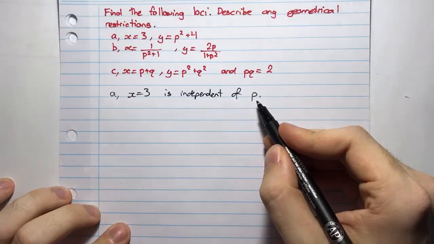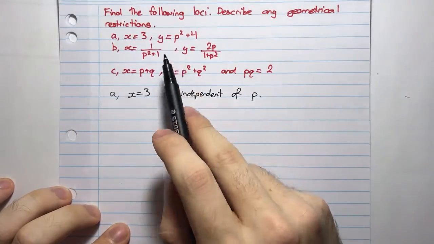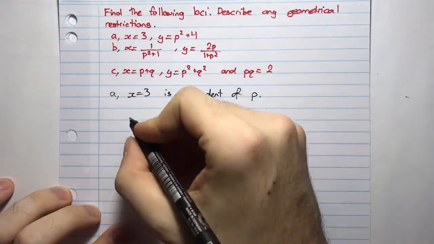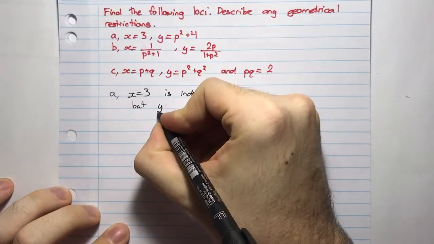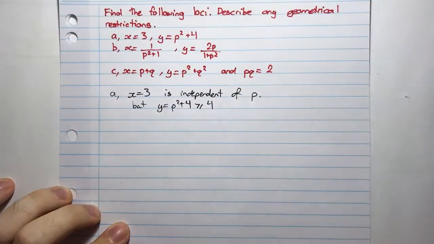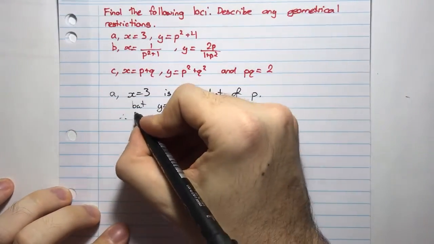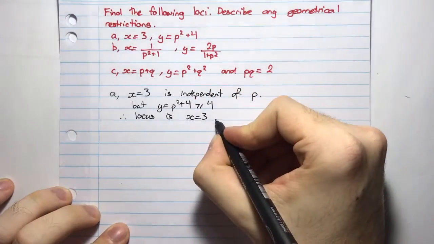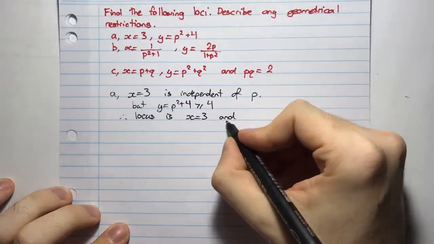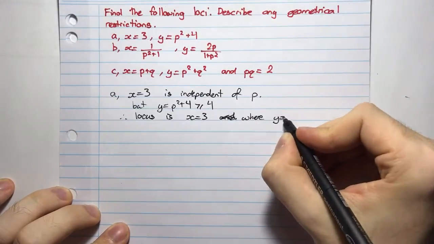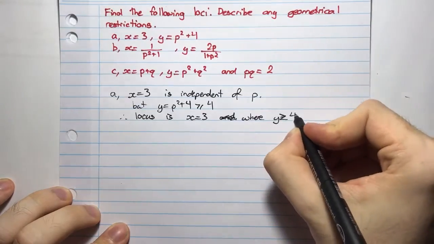Now for any value of p that I substitute into this, p squared is always going to be positive, and so p squared plus 4 is always going to be greater than 4. So I can say that y equals p squared plus 4 is always greater than or equal to 4. So therefore, the locus is x equal to 3, or maybe I should say where, y is greater than or equal to 4.